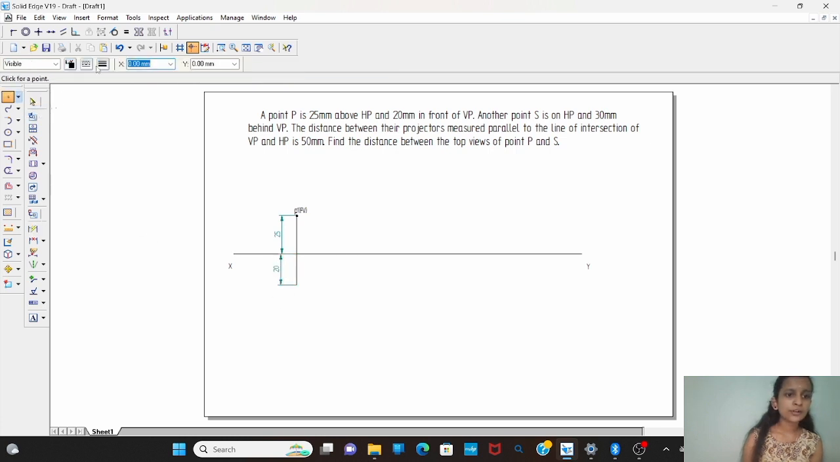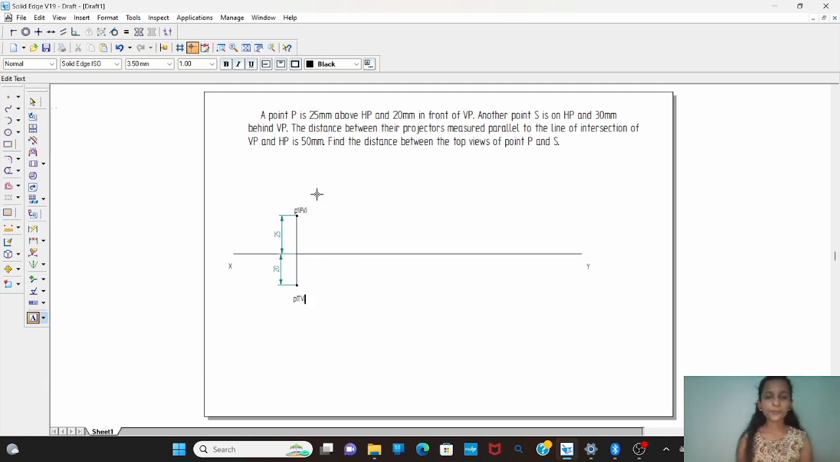Select the point option of thickness 2 mm. Place it in the corner. Select the text option. It is the top view of point P. It is represented by small letter p, top view.